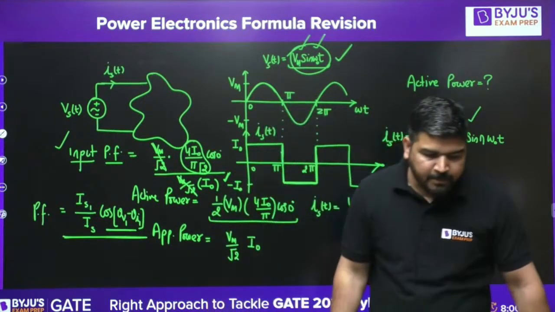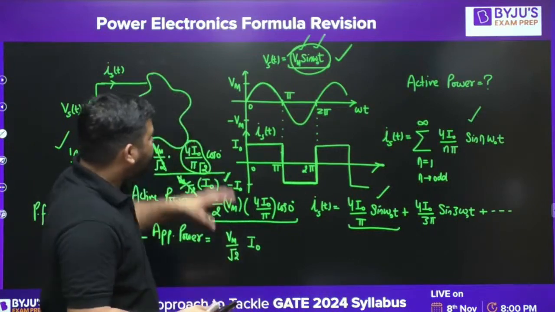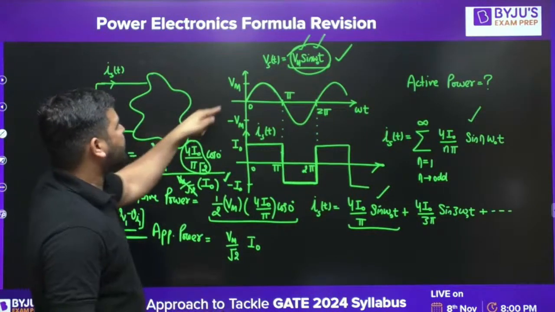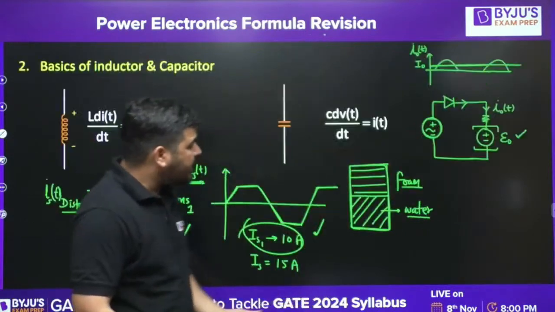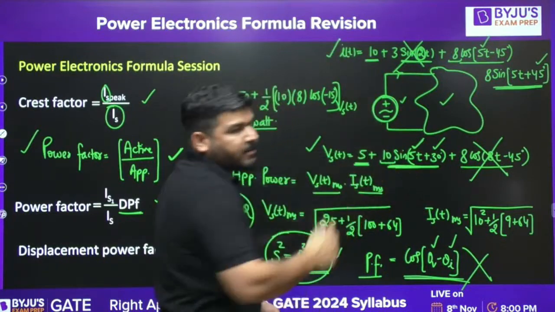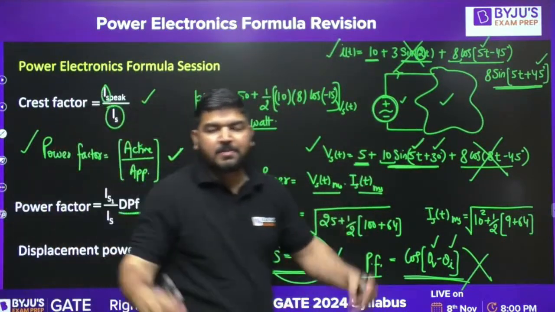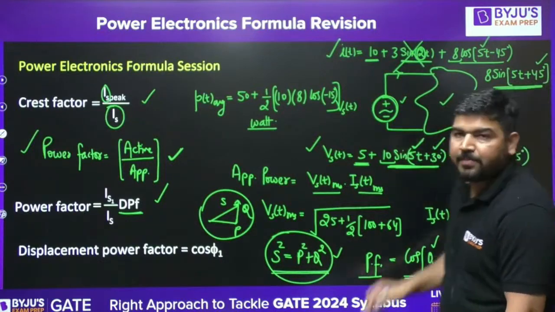But again, the displacement power factor is true only when the voltage source is a pure sine wave component. Otherwise, if there are harmonics, let's say in this question voltage has harmonics and current has harmonics, you cannot find the displacement factor here. There is no meaning of displacement factor. You have to be careful in this situation.